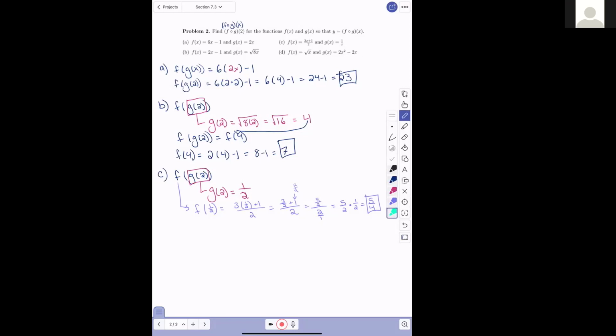So this used, I'm going to call it method B. And then for method A, I'm just doing the name based off if I used it for B or A up there. For method A, we would do f of g of x, which is equal to, f is 3 times g of x, which is 1 over x, plus 1 all over 2. So that's your f of g of x.